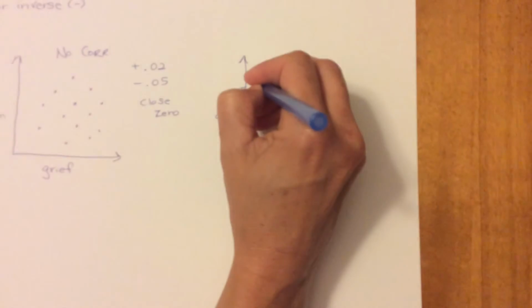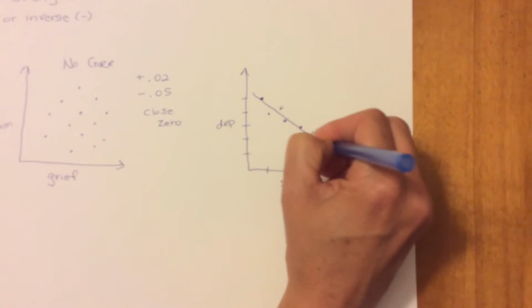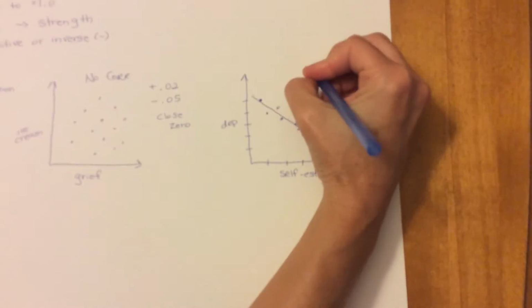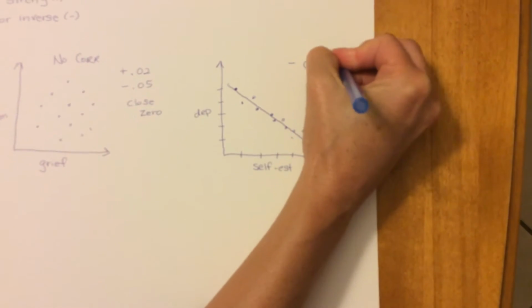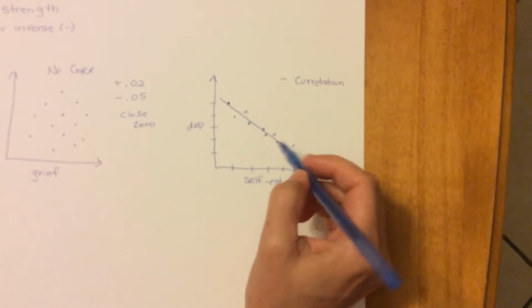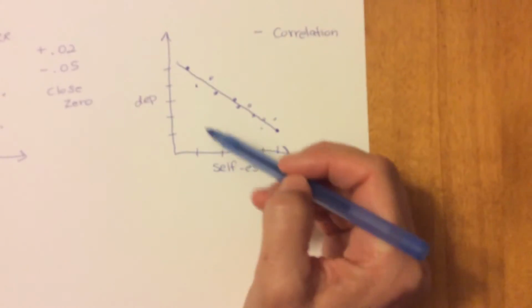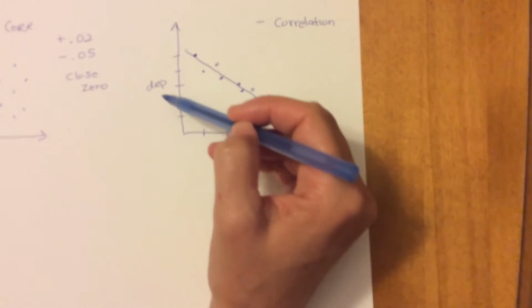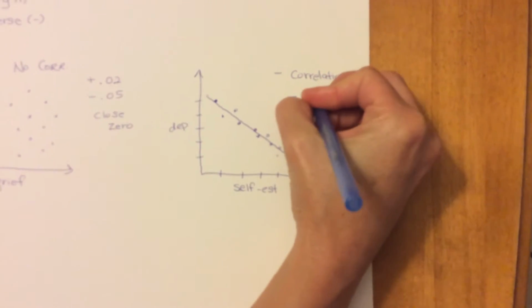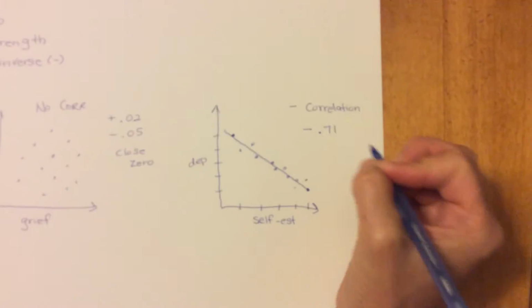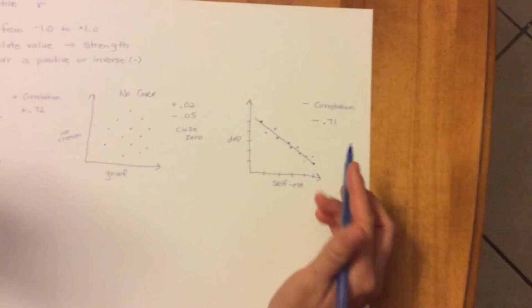Something like this, where your line of prediction is going this way, would be a negative correlation. It doesn't mean there's no correlation. It means there is a correlation, but it's inverse. If you're high on one, you're low on the other, and if you're low on one, you're high on the other. So this might be something like a negative 0.71 correlation, or a negative 0.80, or something like that.